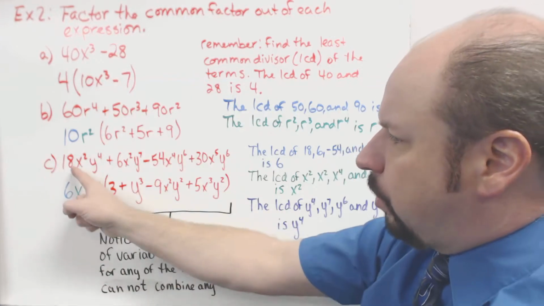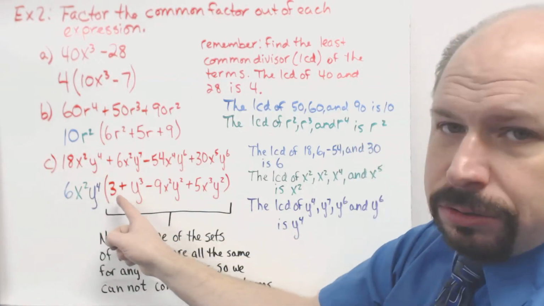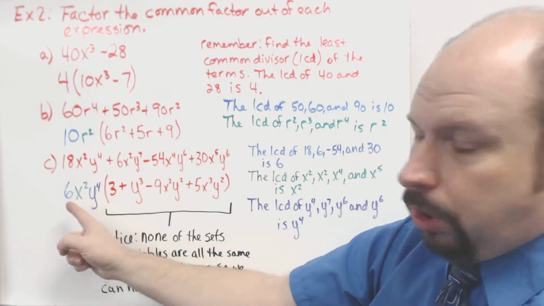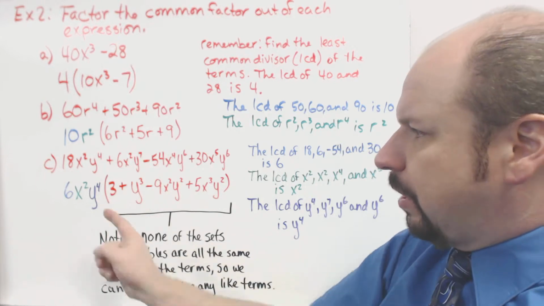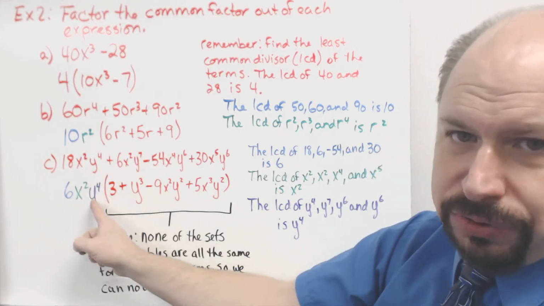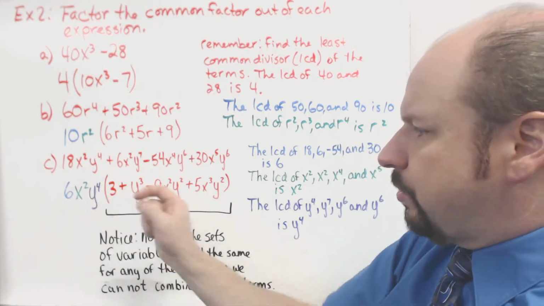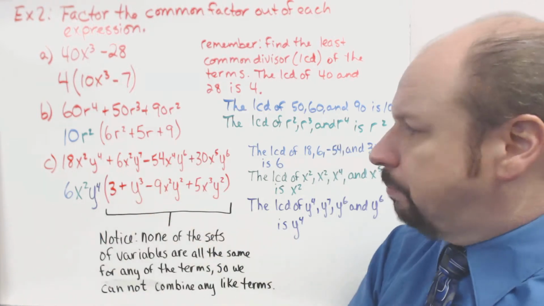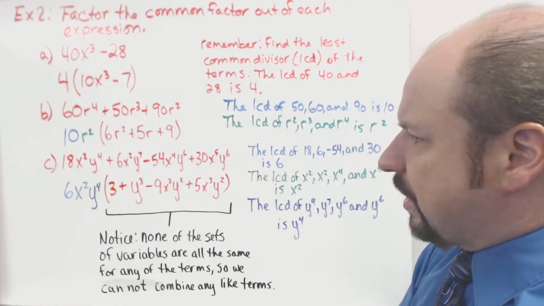So 18 divided by 6 is 3. X squared divided by x squared is 1, so the x's cancel out. Y to the fourth divided by y to the fourth is also 1, so the y's cancel out. So notice the only thing left here is just the number 3. Okay, moving on to the second one.